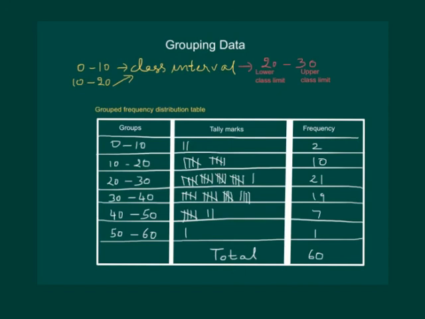And lastly, we define the width, which is also called the size of the class interval, that is the upper class limit minus the lower class limit, meaning upper class limit 30 minus 20, that is 10. Or from any interval we can take, 20 minus 10 is also 10. So in this case, our width or size is equal to 30 minus 20, that is equal to 10. Hence, the size of our class interval is 10.